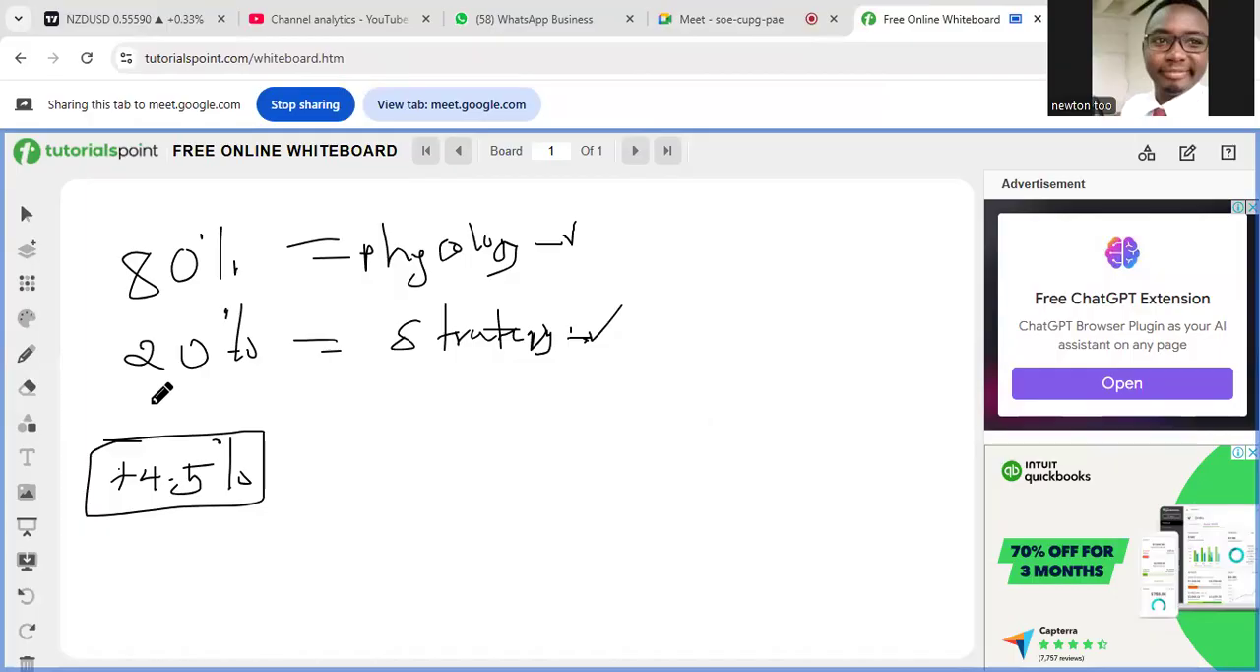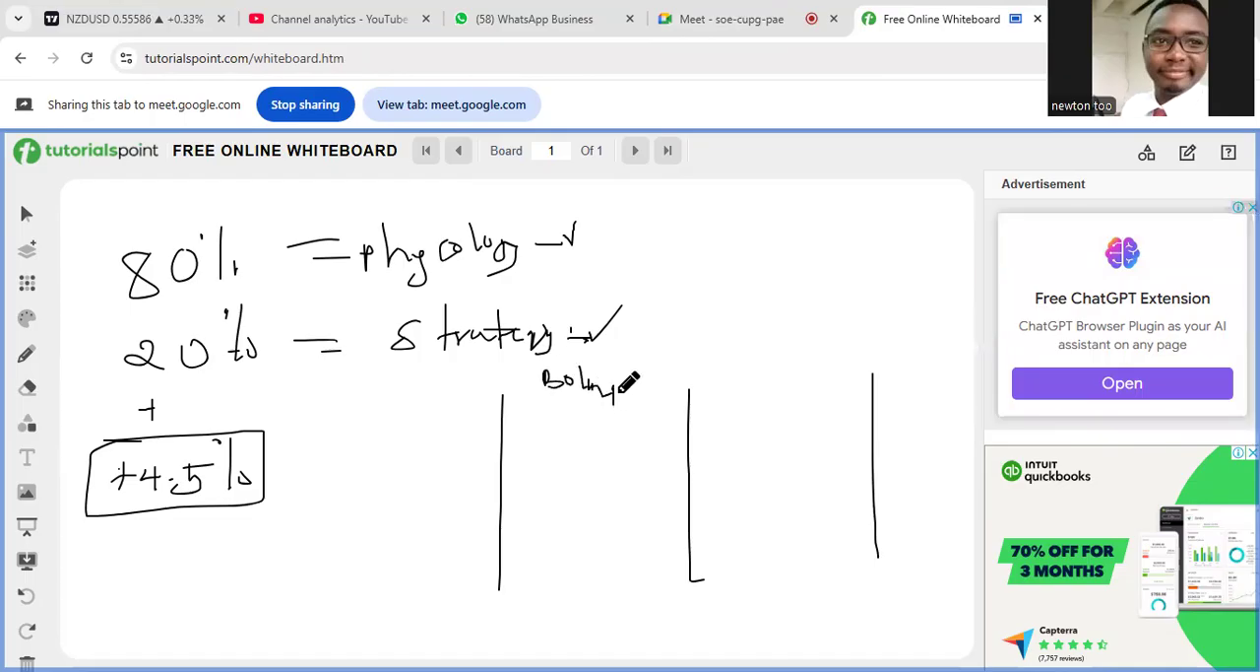So that guy closed the month at plus 4.5%. He had a trade system. He was trading this system. So here this is Bollinger, then this is liquidity trap. We can just say liquidity trap. So by the end of the month, this trader was trading.